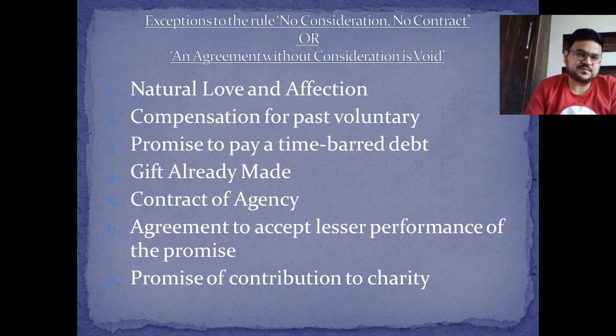What are those exceptions? Natural love and affection. Now if someone is cooking something for you, like a person's mother is cooking some food or a person's wife is cooking something, with love and affection, that cannot be considered as a consideration. That agreement will also be invalid. So love and affection is an exception to consideration.